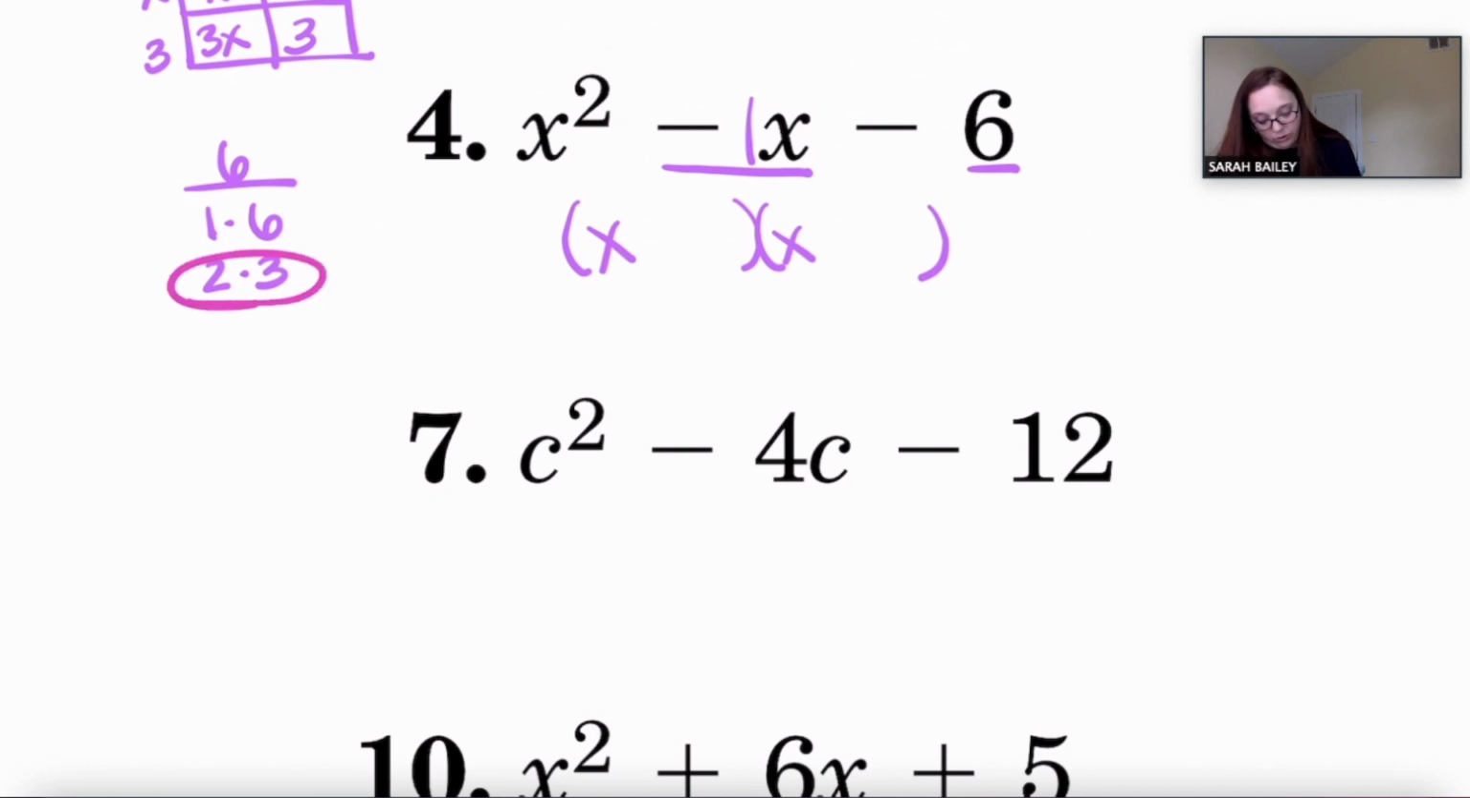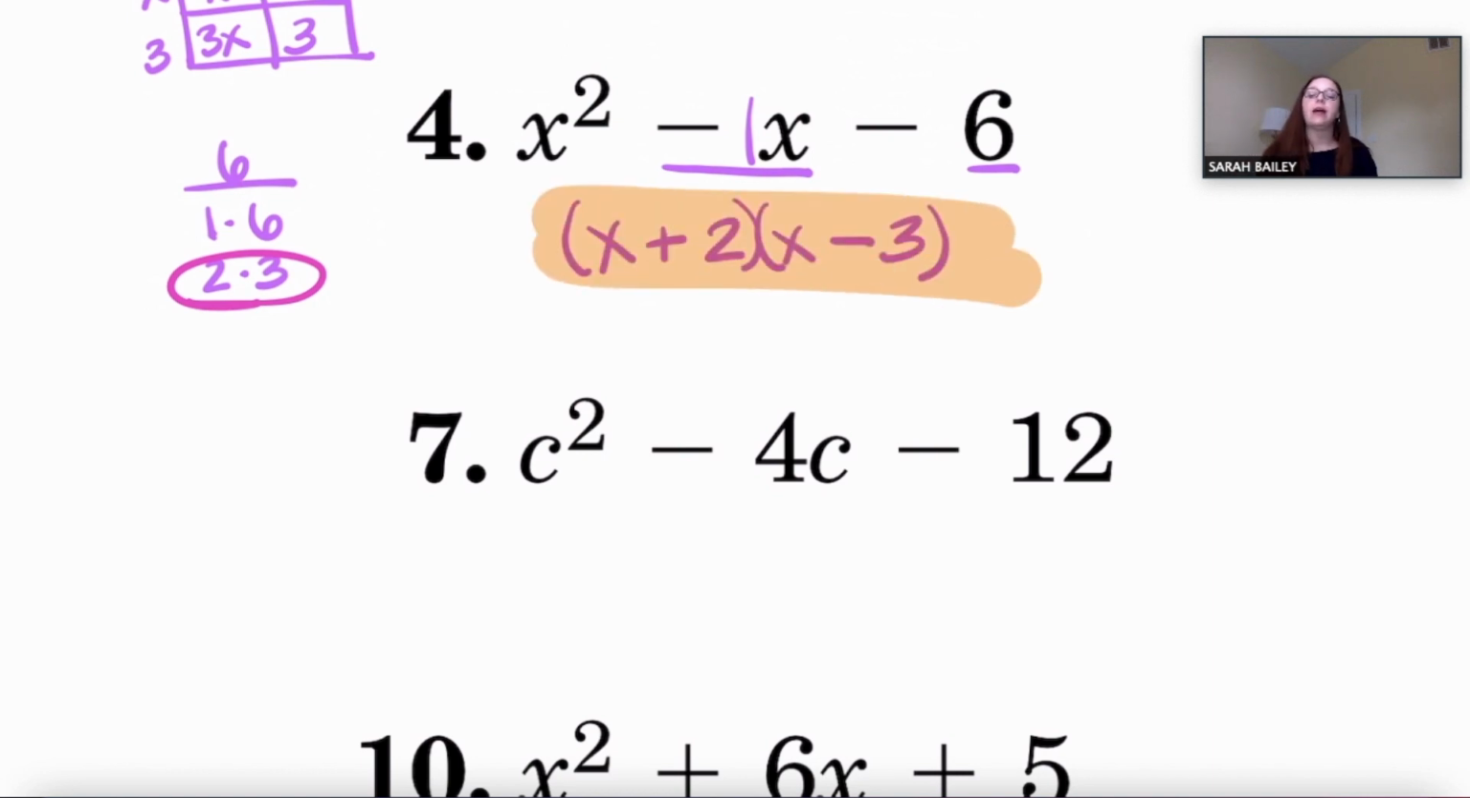So I'm going to circle those. I'm going to use the 2 and the 3. So now I'm going to drop in the 2 and the 3. The other thing, we said we wanted 2 plus negative 3. So I need negative 3 and then positive 2. That's it. And then we can double check this by multiplying that back out, and we end up with x squared minus x minus 6.